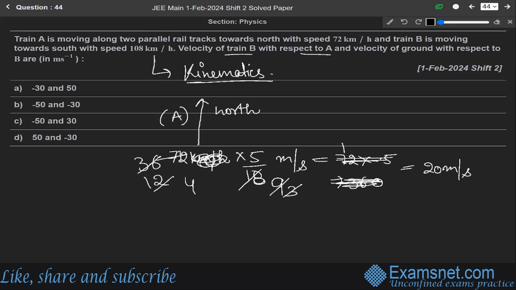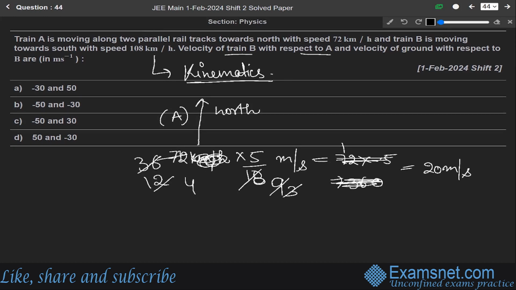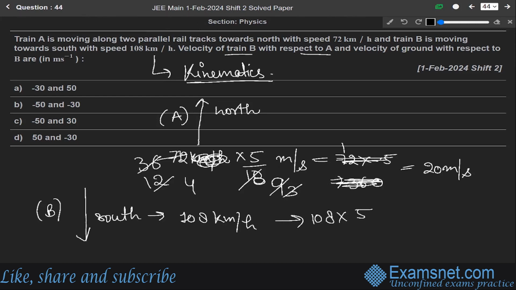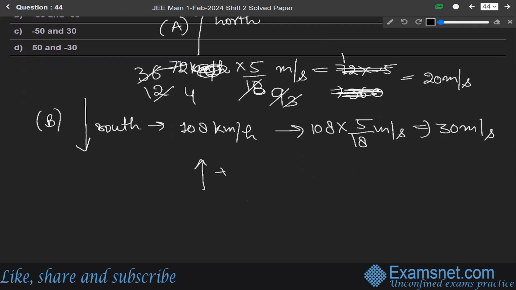Now train B is moving in the southward direction, and its velocity is given as 108 kilometer per hour. 108 kilometer per hour means 108 into 5 over 18 meter per second, so it will be equal to 30 meter per second. Now, considering north direction to be positive and south direction to be negative.